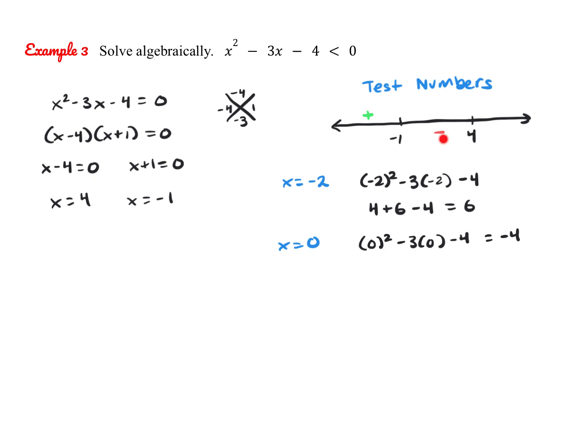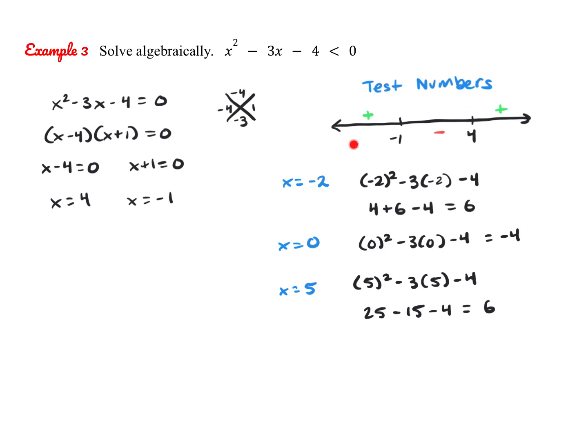And last, I need to pick any value in this interval, so any number greater than 4. Let's test x equals 5. So we have 5 squared minus 3 times 5 minus 4. So 25 minus 15 minus 4, which is 6. So we know that in this interval, our equation is going to be positive.